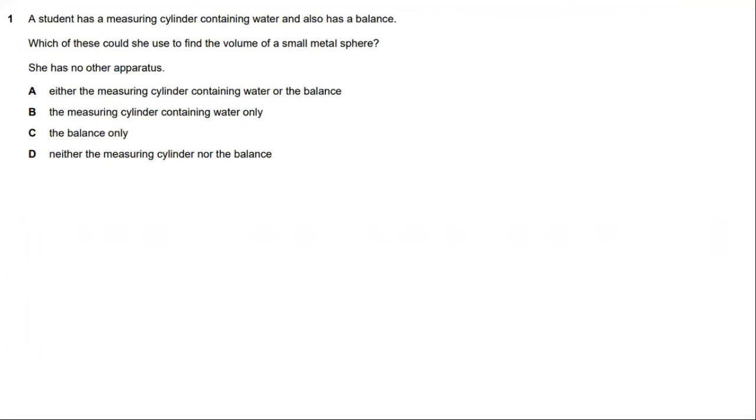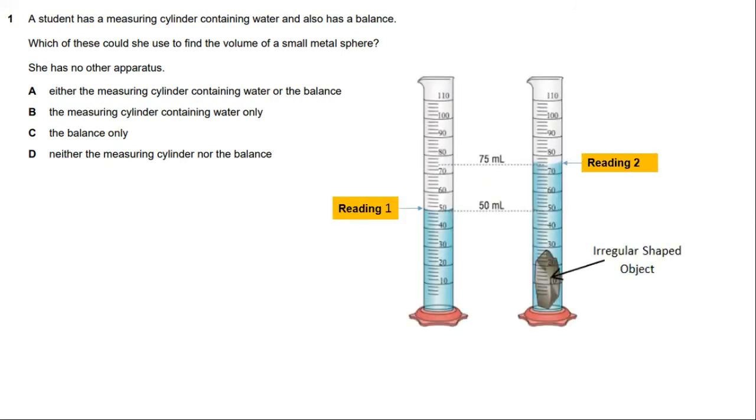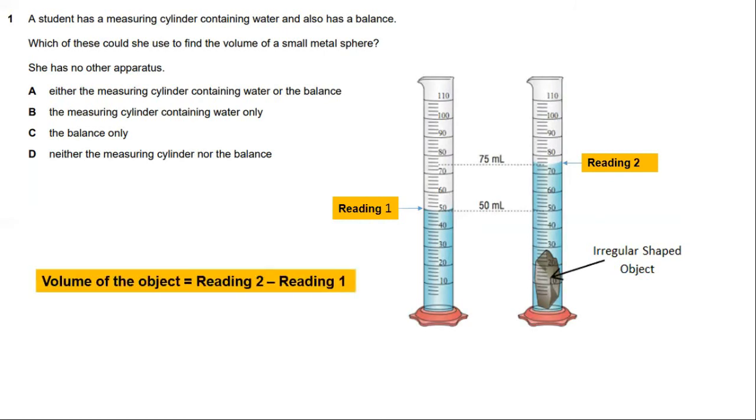In order to answer this question, look at the following experimental technique which you have learned in determining density of an irregular shaped object. In this experiment, we pour some water into a measuring cylinder and obtain reading 1. Then we put the irregular shaped object into the measuring cylinder and the water level goes up and reading 2 is obtained. Volume of the object can be found from the difference of the 2 readings.